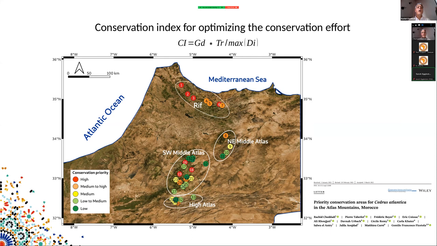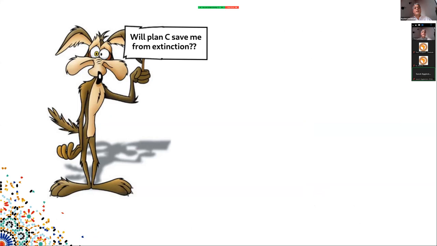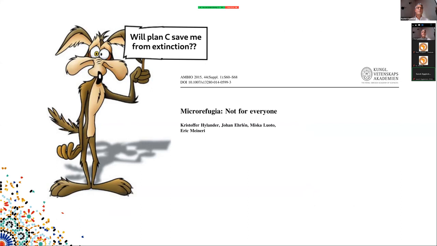This option for saving species could be okay, but many colleagues, as with any option, may have some critiques or questions and so on. So yes, microrefugia may not be for everyone or every species, but let's take it as an additional option in some cases, in some areas, for some countries, some resources, and so on. It is not the option for saving all plant species.